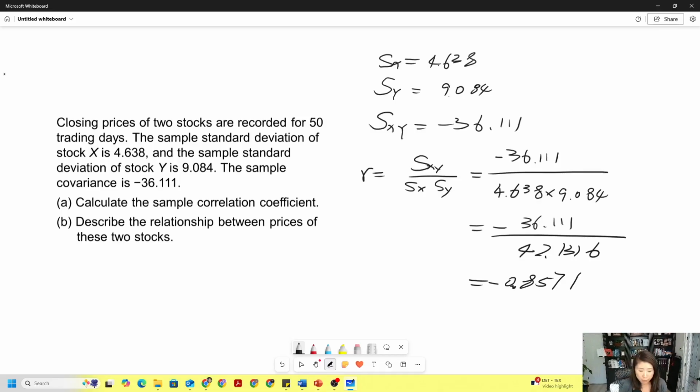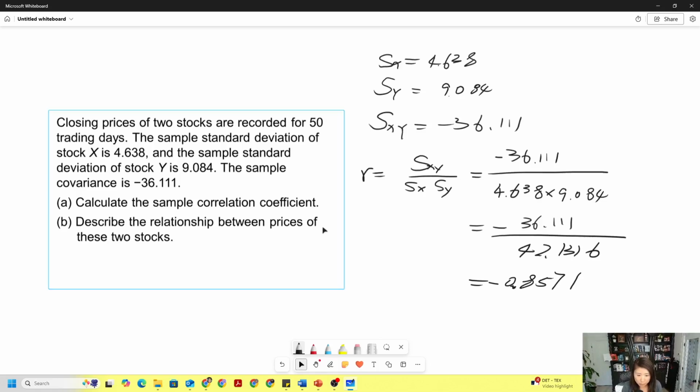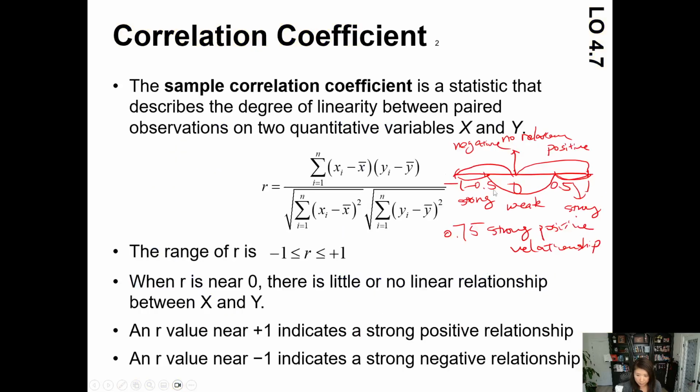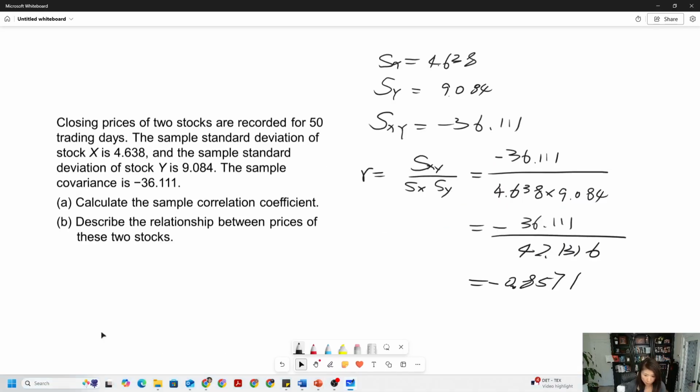Calculate the sample correlation coefficient. Now we need to describe the relationship between these two stocks. So again, we need to go back to look at the scale I just showed you, right? First of all, it's a negative value, so therefore it's a negative relationship. Second, that value, negative 0.8571, is between this region, right? Negative 1 to negative 0.5. So therefore it's a strong, right? So it's a strong negative relationship. So for B here, the answer would be strong negative relationship.